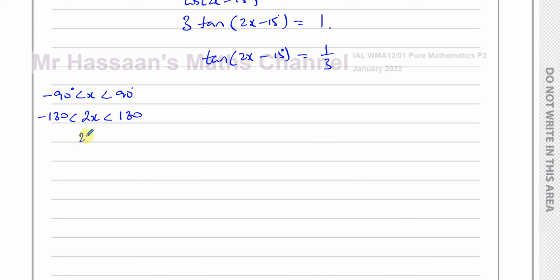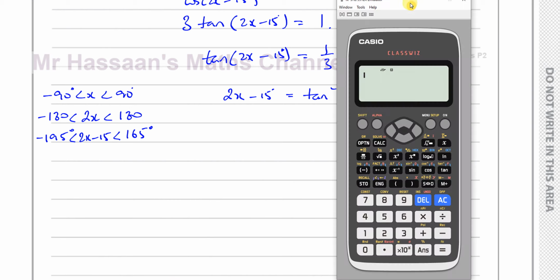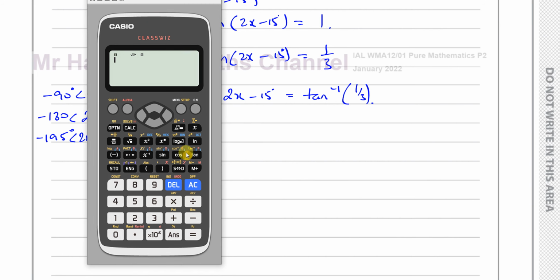And then I've got to have 2x minus 15, so I've got to take away 15 from each of these. So this becomes 165, and if you take away 15 from minus 180, you get minus 195. So now these are the limits between which I should find the solutions to this equation. So I'll say 2x minus 15 degrees is equal to the inverse tan of 1 over 3. So I now go to my calculator and I press inverse tan, and I have 1 over 3.